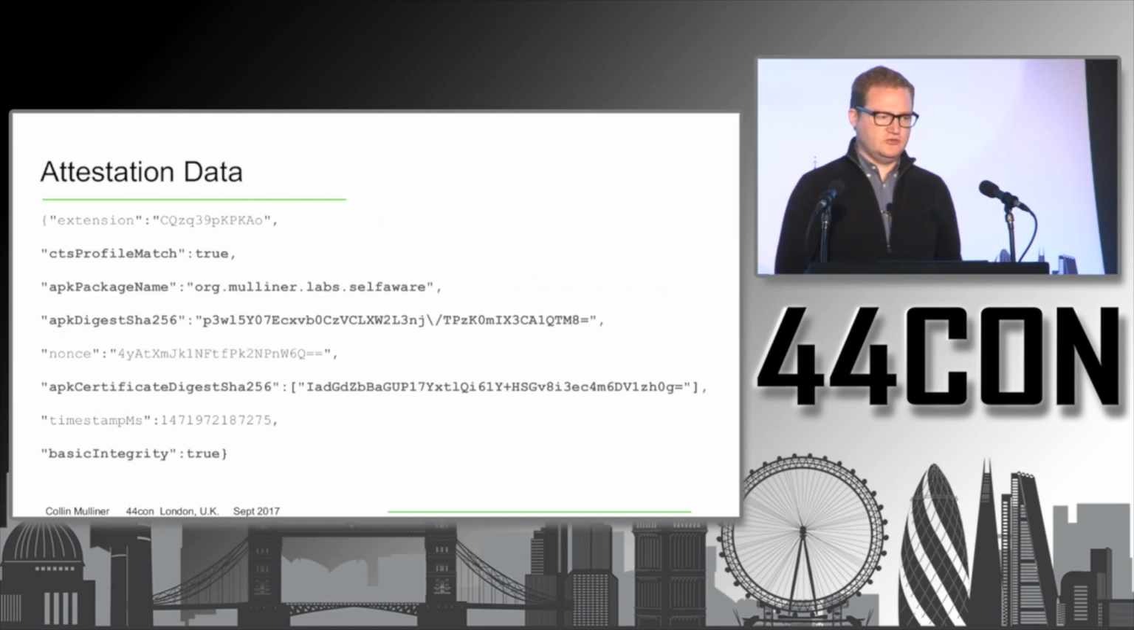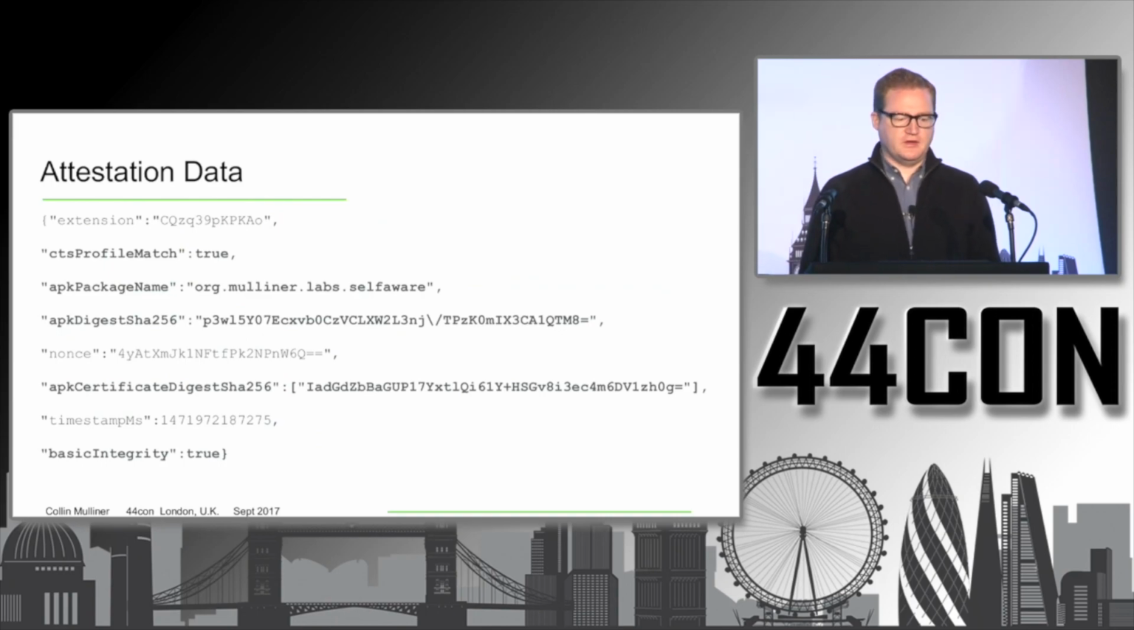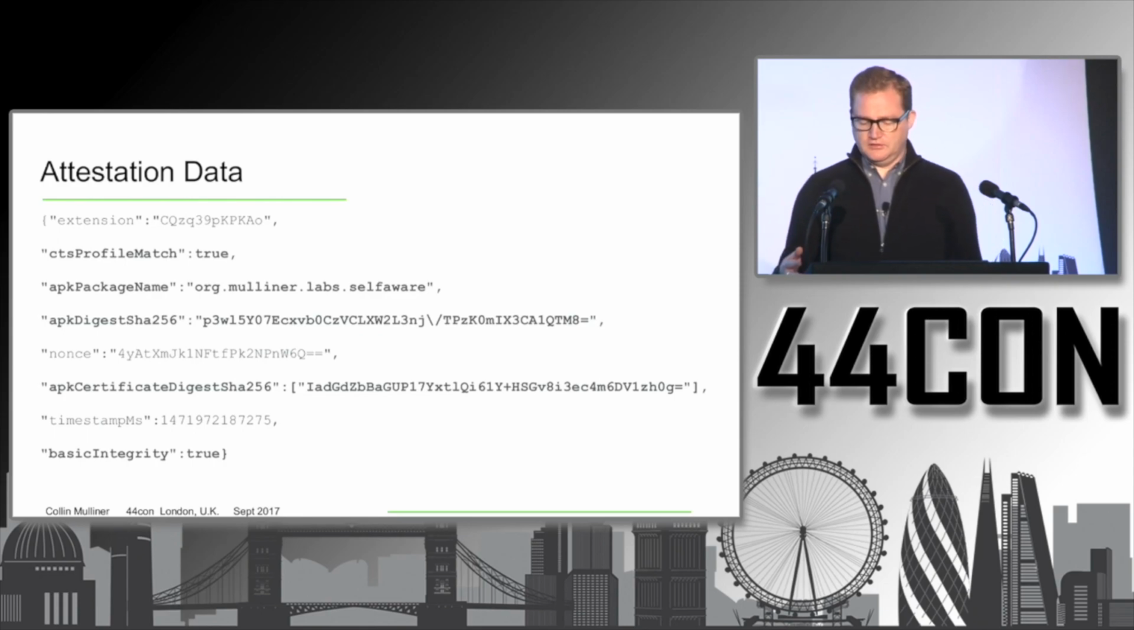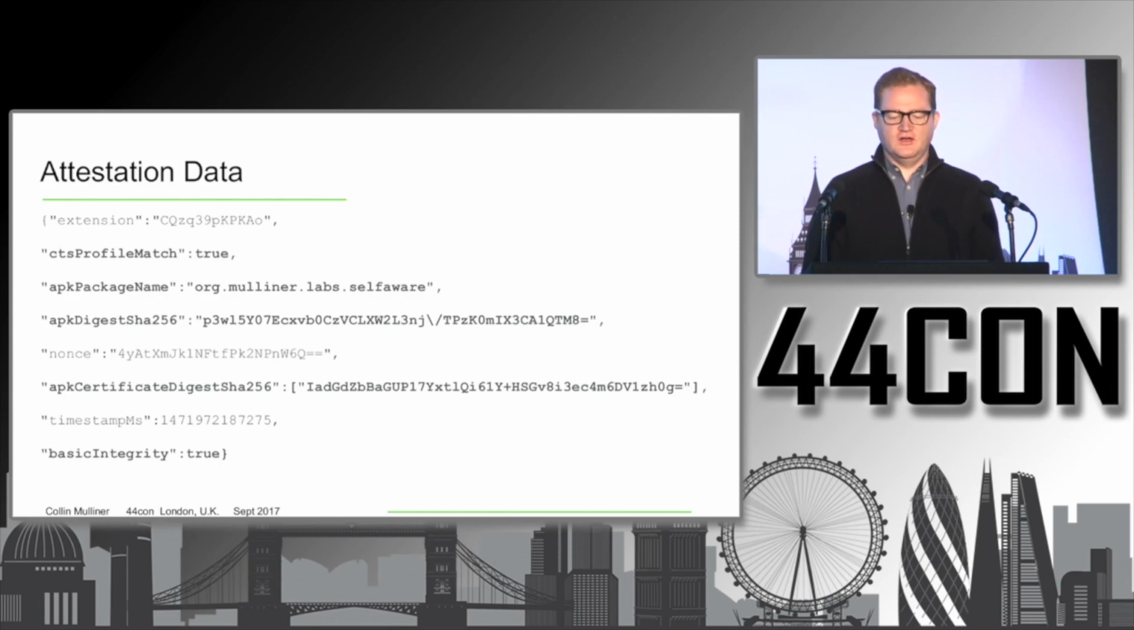So in the actual attestation data, this is how it looks. You get back a JSON object, which has a number of fields. The CTS profile match, that's the basic check. That was the original idea. So the CTS is the compatibility test suite of Google. Every time you make an OS image, like a new Android firmware version, say if I'm a device manufacturer and I build a device, in order to get Google apps, I have to run the CTS test and submit the result to Google.